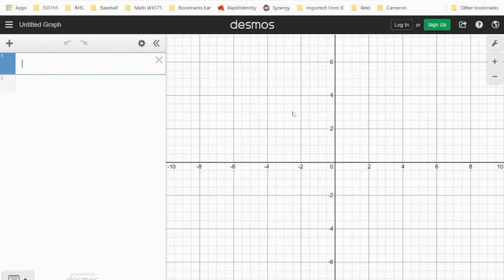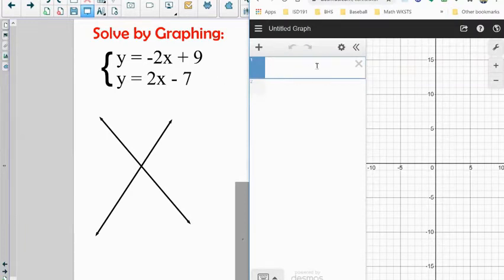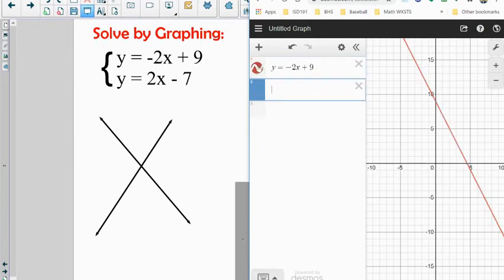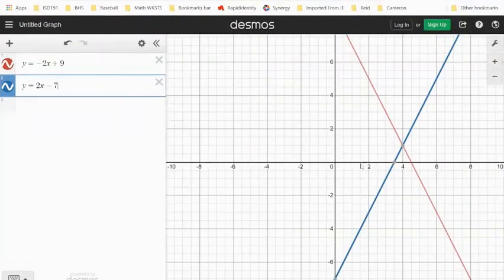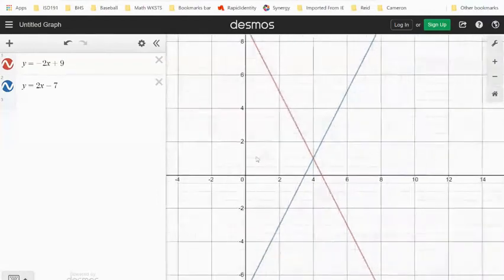All right, so here we have our graphing calculator. And what I need to do is type these equations into my equation editing area. Just type them exactly as you see them. y equals negative 2x plus 9. I see I have a red mark to the left of that, and I see I have my red line on the graph. And my second equation, y equals 2x minus 7. I see that I have a blue mark here, and I now see I have a blue line on my graph space.